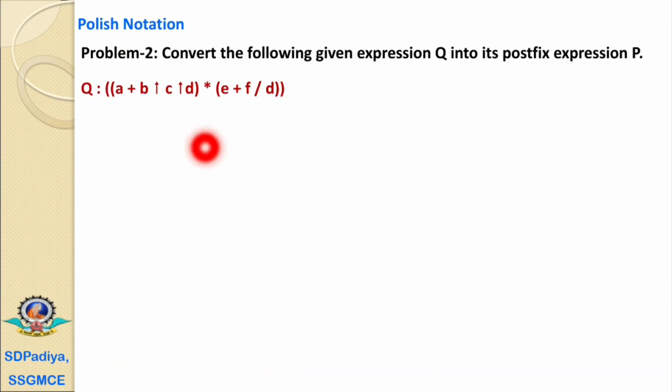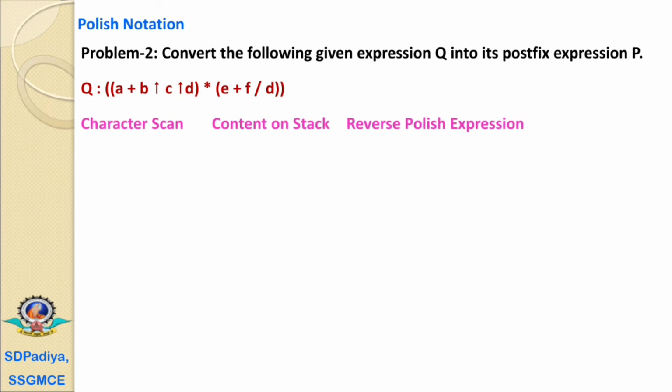Now we have the second problem: to convert the following given expression Q into its equivalent postfix expression P. The expression is given, that is in brackets we have A plus B, upward arrow C, upward arrow D, then into E plus F slash D. Again, to perform its conversion, we have to write down the three column titles: the character scan, content on the stack and reverse Polish expression. The first is the open parenthesis, that's why we have pushed it on the stack. Second is again the open parenthesis, we have pushed it on the stack.